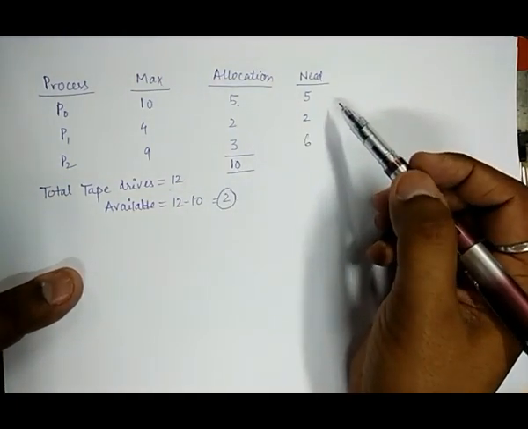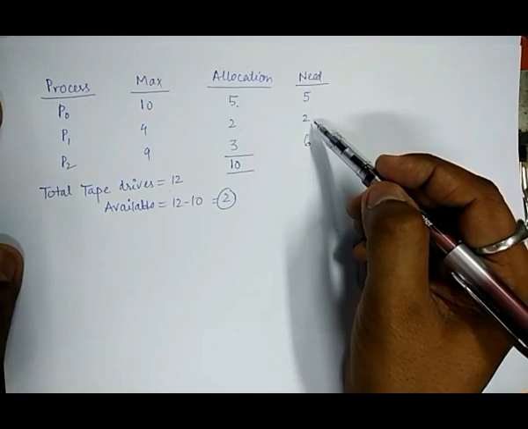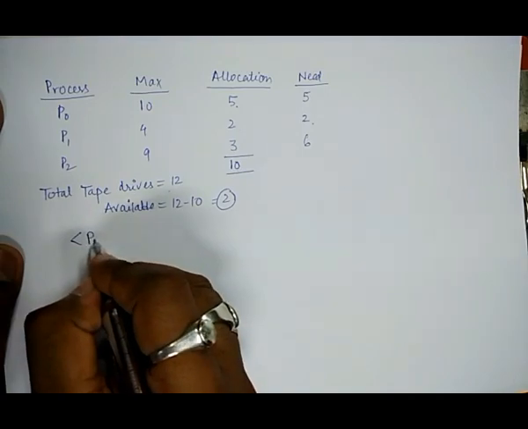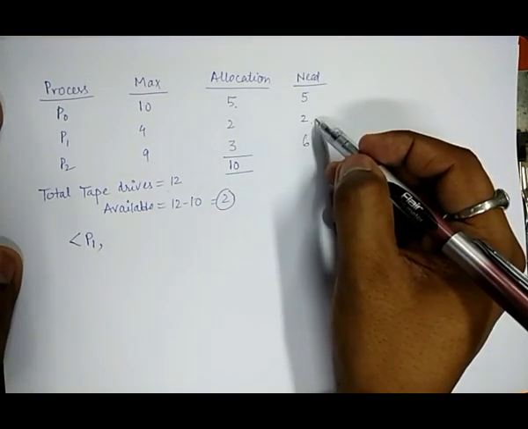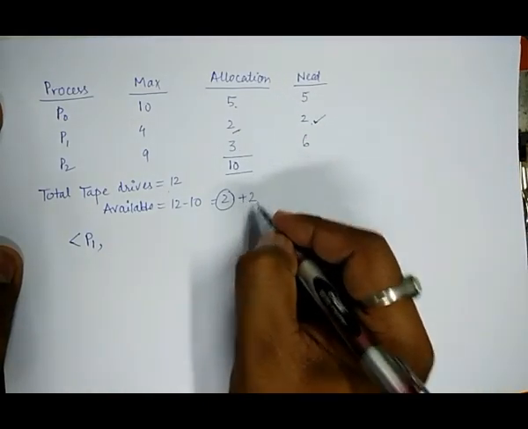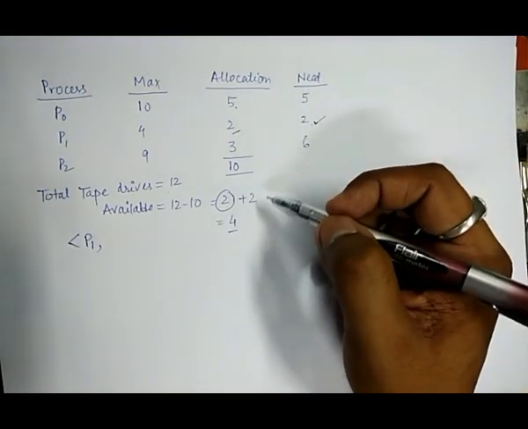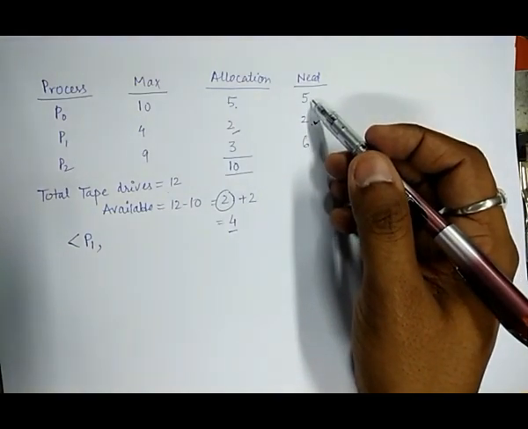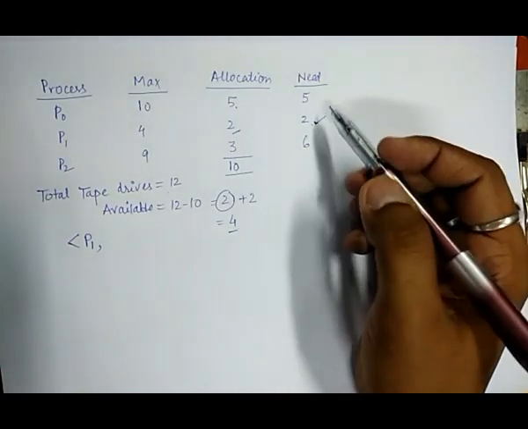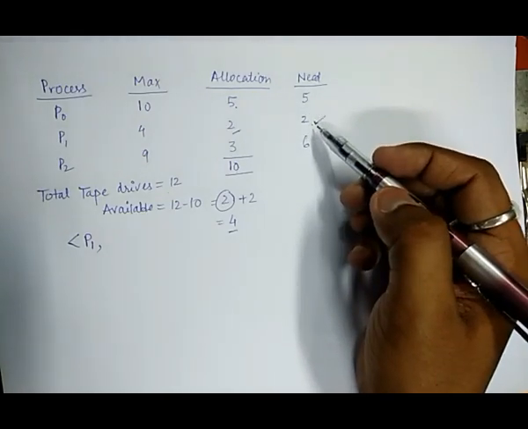So with 2 tape drives, we can see which process's need can be fulfilled. We can fulfill the request of P1. So initially in a safe sequence we are having P1. So when P1 is finished, it will release its resources. So it will be increased by 2. So available resources will now be 4. But now we can see with these 4 resources we cannot fulfill the request of P0 as well as P2. Okay, we are having the available resources 4, but P0's need is 5 and P2's need is 6, so we cannot fulfill any one of the requests.